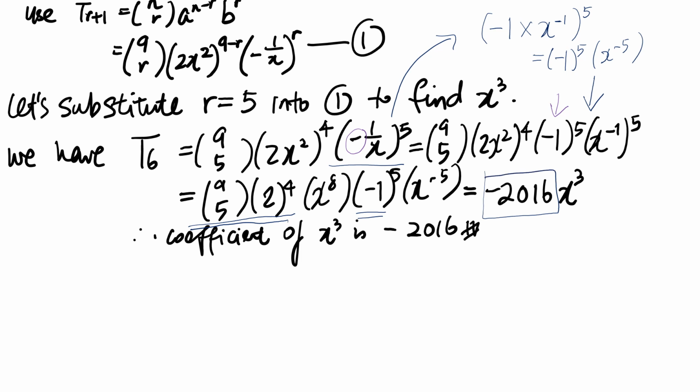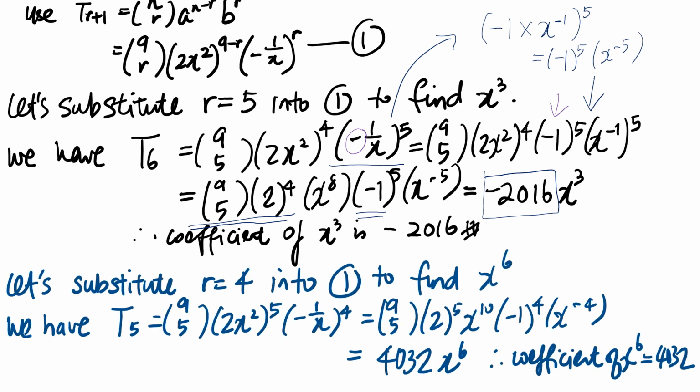2016. And of course, x to the power of 8 times x to the power of negative 5 must give me x to the power of 3. So this is also one way to check if you have found the value of r correctly. So therefore, the coefficient of x cubed is negative 2016. Then you do the same when r equals 4, and you get the coefficient of x to the power of 6 to be 4032.